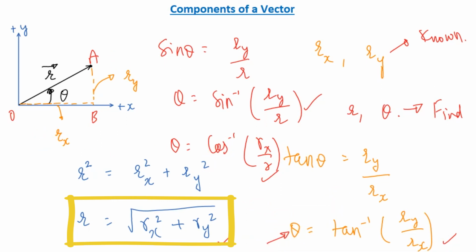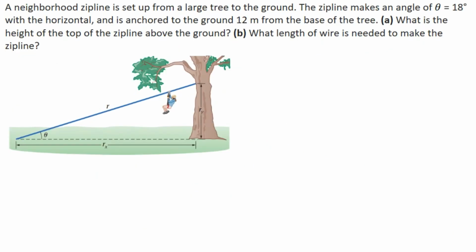Now let's discuss a couple of questions based on the concept that we have studied. So this is your question, and here we are given that this horizontal distance rx is 12 meter and this angle theta is 18 degrees, and we need to find the height, this ry, and the magnitude of r vector. These two things we need to calculate.